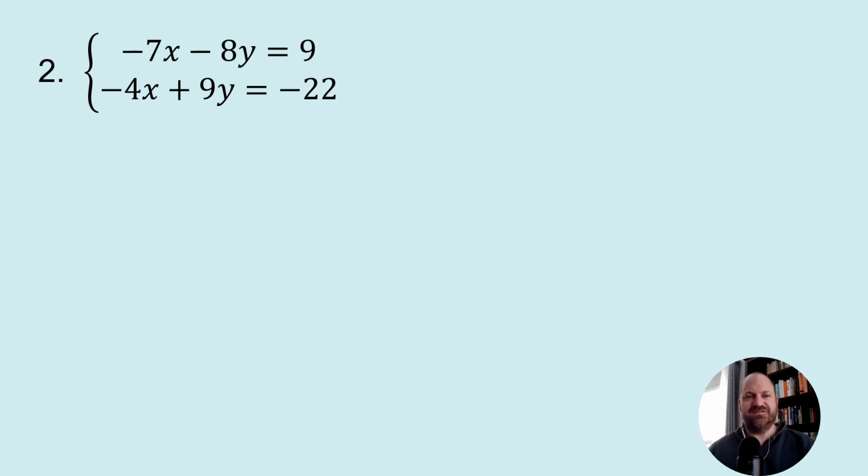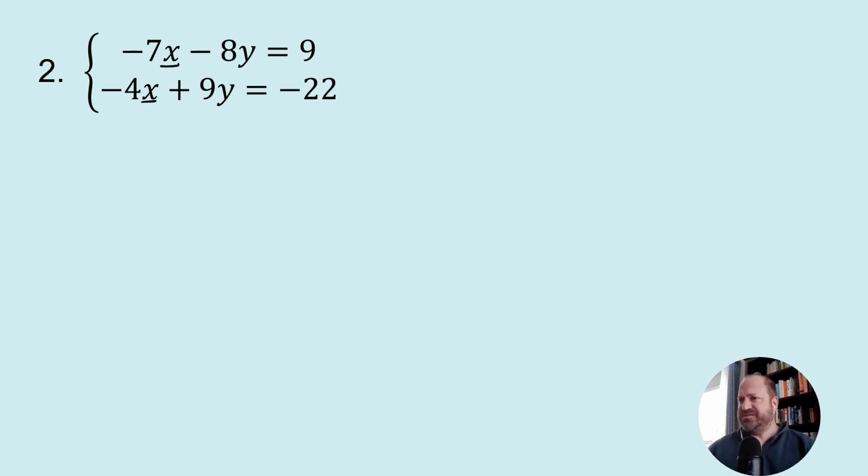All right, number 2 is -7x minus 8y equals 9, and -4x plus 9y equals -22. So we want to start with our first step, and we want to eliminate or get opposite coefficients for one set of variables so we can eliminate one set of variables and solve for the remaining variable. So I'm going to do this 2 different ways. First way, I'm going to start by eliminating the x variables, right? I'm going to show you how to eliminate the x values, and then I'm going to show you how to eliminate the y values.